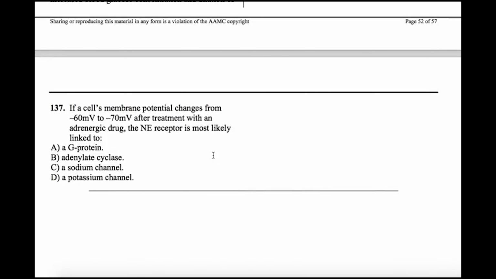All right, last one. So if a cell's membrane potential changes from -60 to -70, that would be a hyperpolarization, right? You're going away from threshold potential. After treatment with an adrenergic drug, the norepinephrine receptor is most likely linked to what? Okay, so this might be a little bit difficult if you haven't had a neuroscience class, or if you don't remember your details in neurotransmission, but I think it's really important that you do go over that, because they would like to test on that.